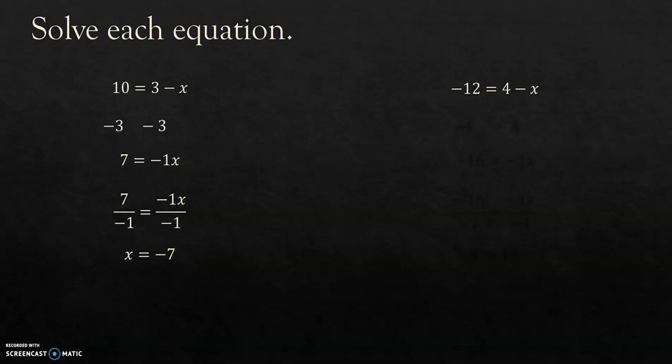-12 equals 4 minus x. Subtract 4 on both sides. -16 equals -1x. Divide by -1 on both sides. x equals 16.